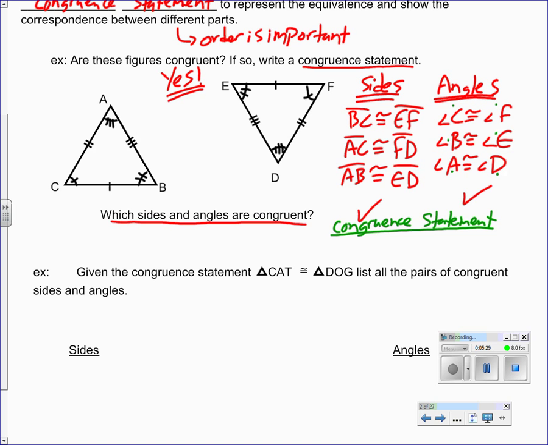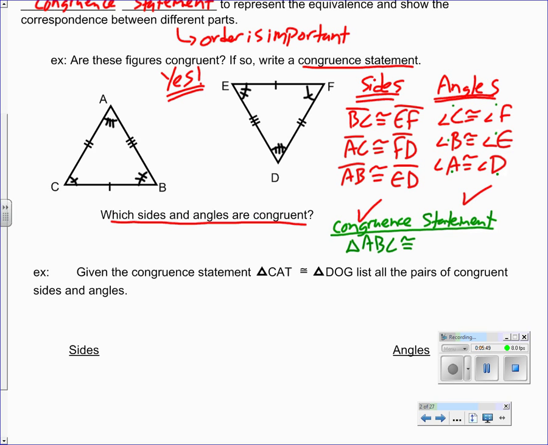So to name a triangle, I use a little triangle shape to represent that it's a triangle, and then I use all three corners to name the triangle. So we can start off with any order. I could call it ABC or CBA or BAC or CAB, whichever you want to do, as long as you match that same order with the second triangle.